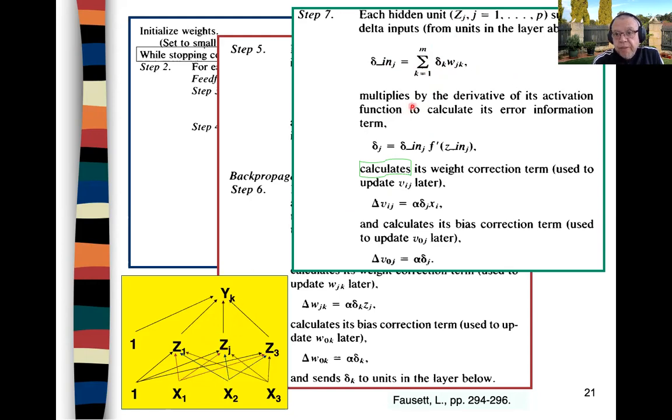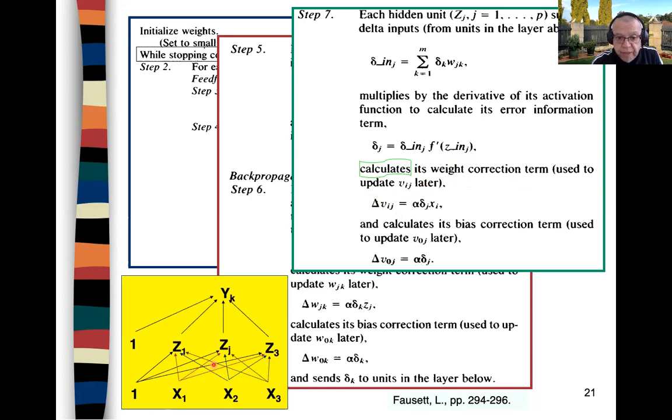And then we multiply by the derivative of its activation function to calculate its error information term. So we take this term here and we multiply it by f prime of z_inj. Remember, the derivative f prime is f times 1 minus f for the sigmoid function. And then we calculate its weight correction term to update Vij later.